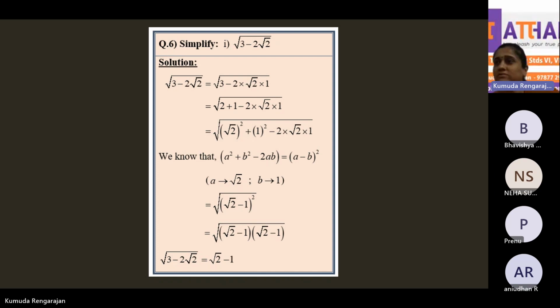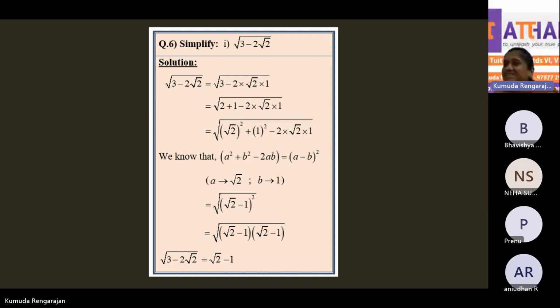So 2, tell me, 2, 4, then 8. Meaning 2 to the power 1 is 2, 2 squared is 4, 2 cubed is 8, 2 to the power 4 is 16, 2 power 5 is 32, 2 power 6, 2 power 7 is 128, 2 power 8 is 256, 2 power 9 is 512, 2 power 10 is 1024.